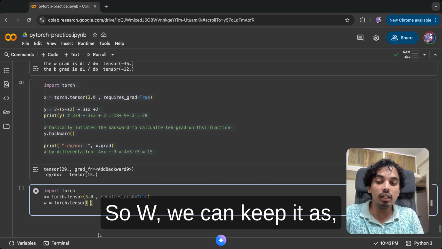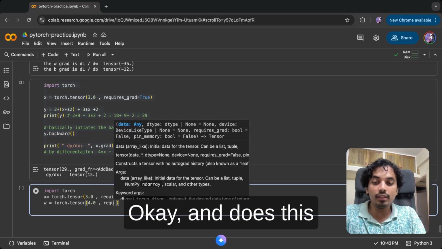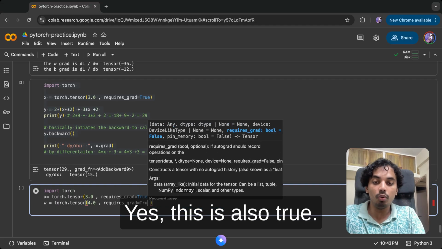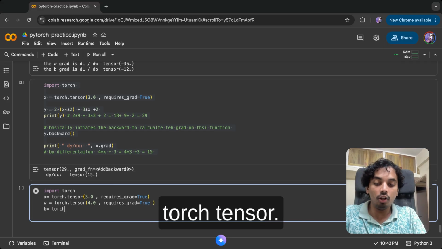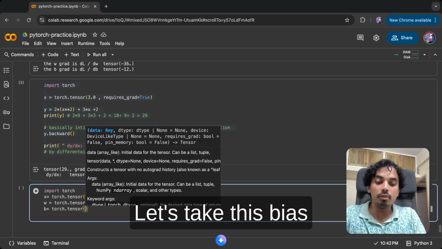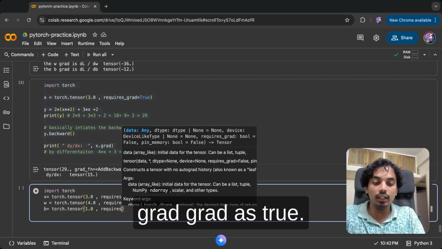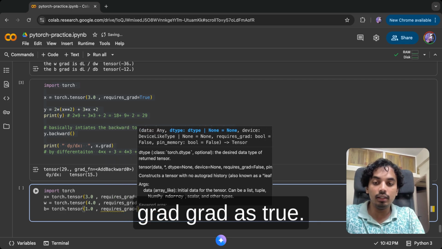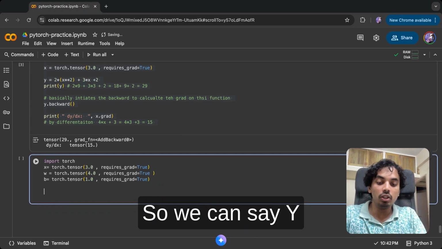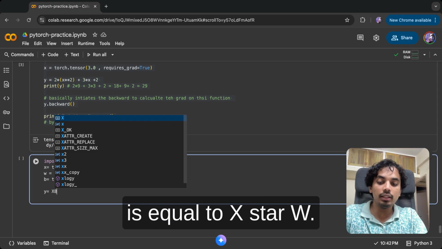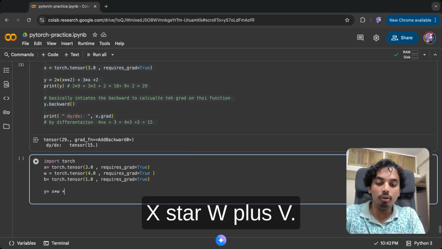So W, we can keep it as, let's take some random weight like 4.0. Okay. And does this require grad? Yes, this is also true. Okay. And then let's take a bias. So bias is again torch.tensor. Let's take this bias as 1.0 and requires grad. Okay. So now we have got x, w, b. So we can say y is equal to x star w plus b.